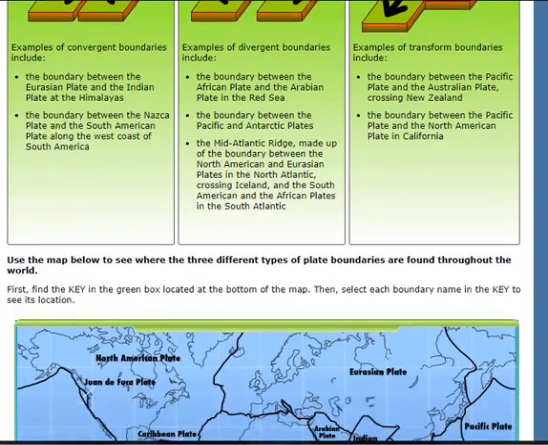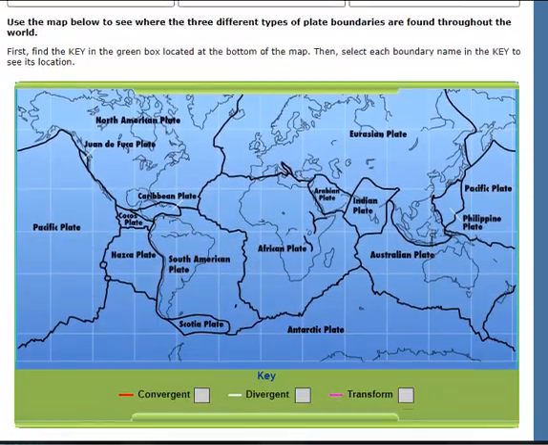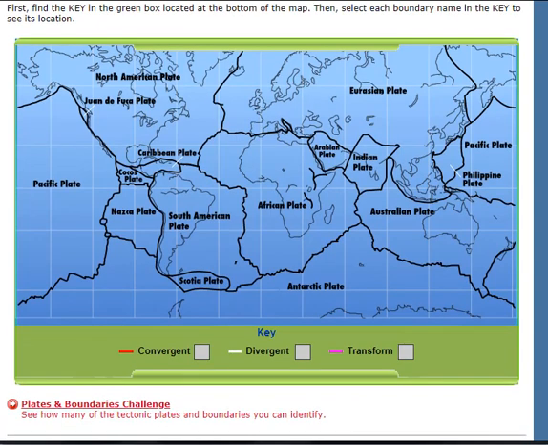Next we were supposed to list where we have different plate boundaries. So you will need to have a highlighter or some kind of colored marker, so if you want to take that out. The first thing we need to do is to mark the location of convergent plate boundaries.